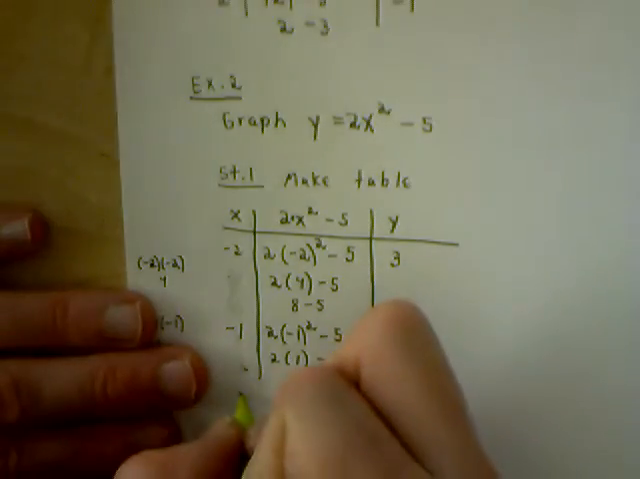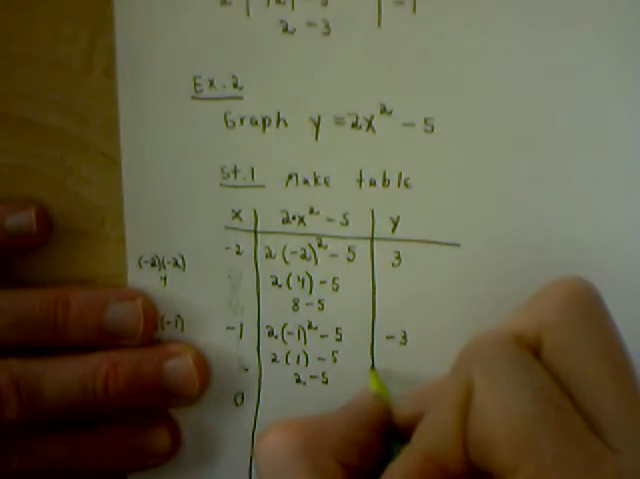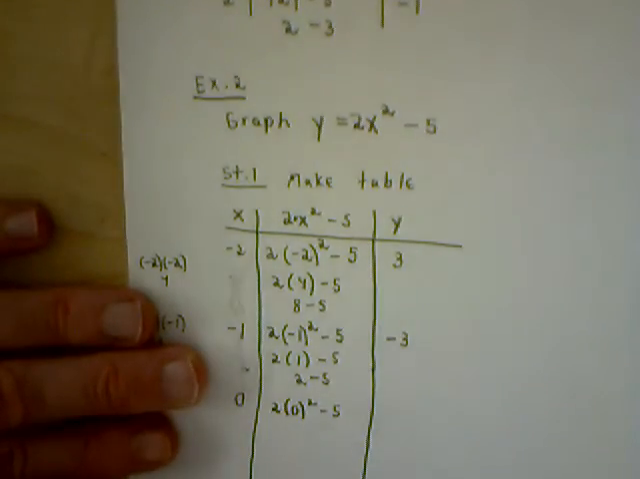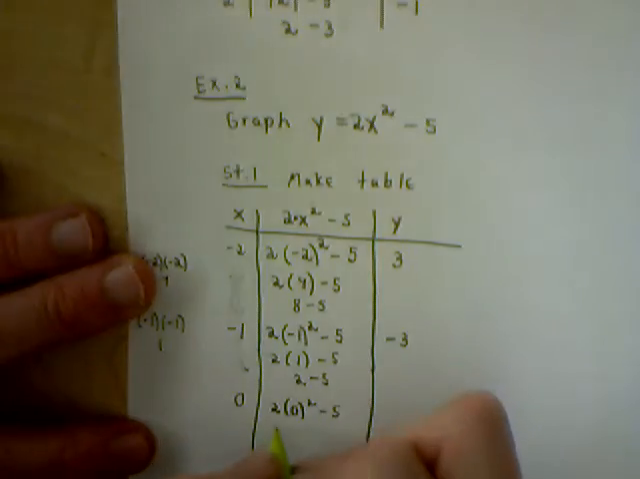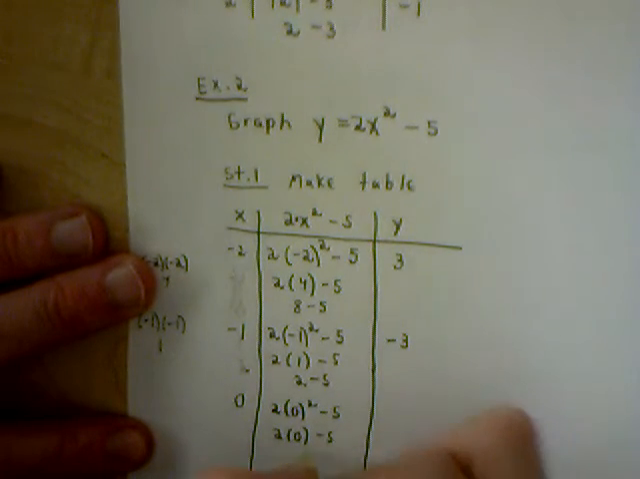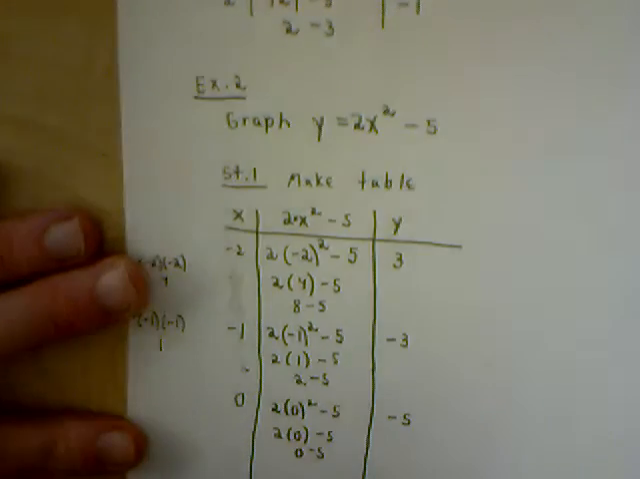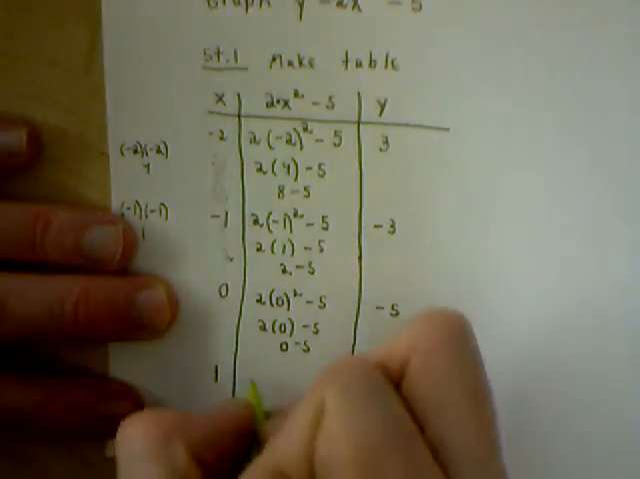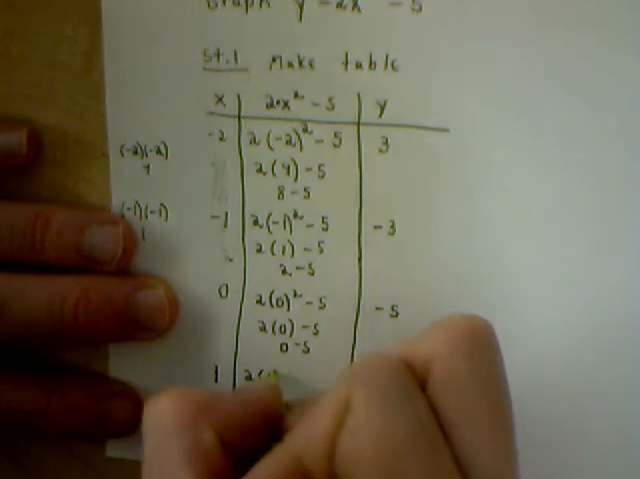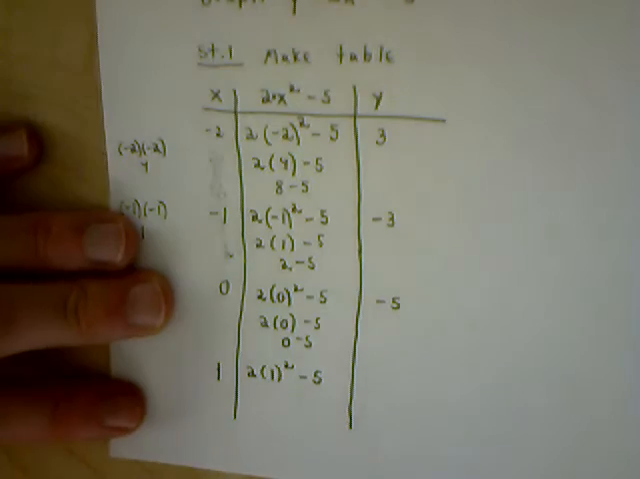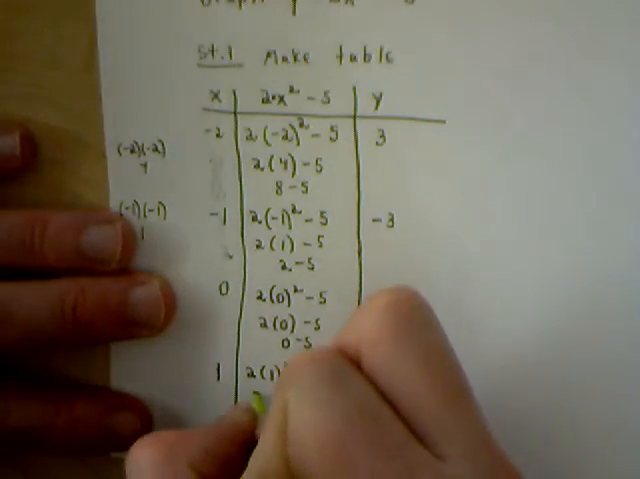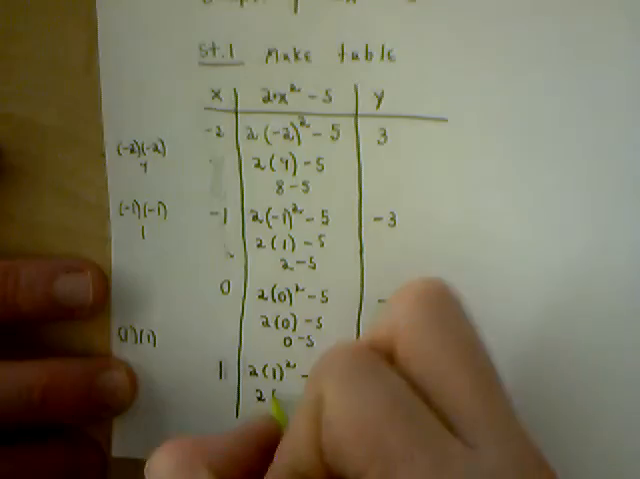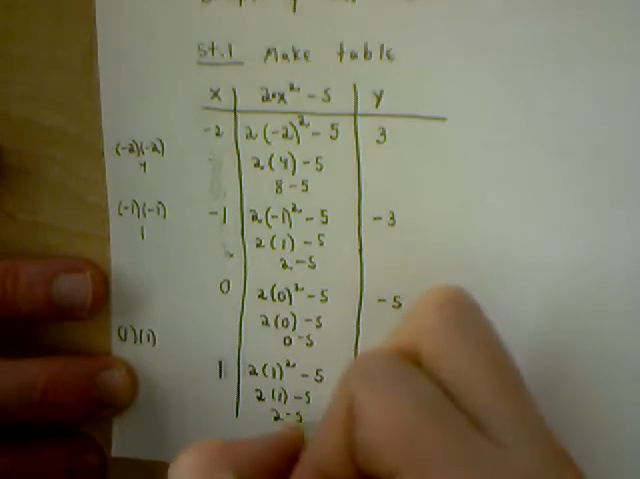My next x value, I'm going to choose 0. Plug it in, I'll have 2 parentheses 0 squared minus 5. 0 squared just means 0 times 0, which is 0 minus 5. That means 0 minus 5 gives me -5. Next, I'm going to plug in 1. 2 times parentheses 1 squared minus 5. You always got to use parentheses when you evaluate. 1 squared just means 1 times 1, which is 1. 2 minus 5 is -3.